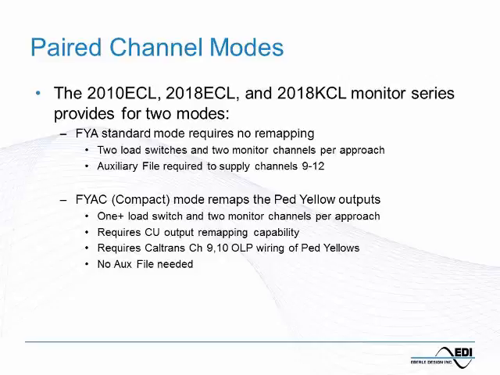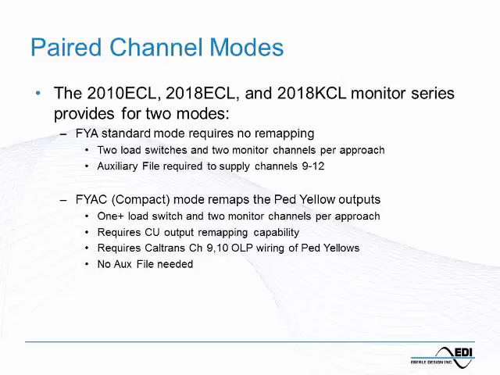So if your cabinet doesn't have room for an aux file, or you don't have the budget for an aux file, or for some reason you don't want to use an aux file, we can do 8 phases, 4 flashing yellow arrows, and 4 PEDs using the 12 load switches found in a standard output assembly. So we'll see how that works a couple slides down.